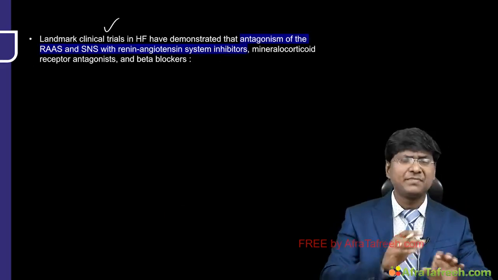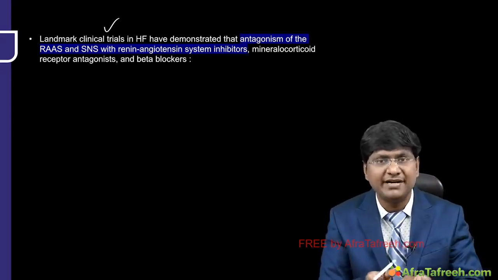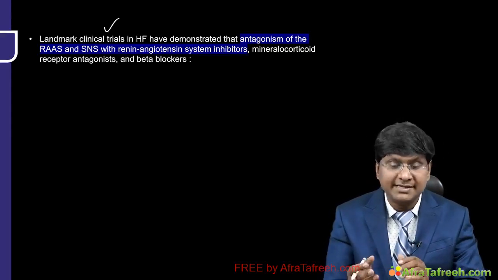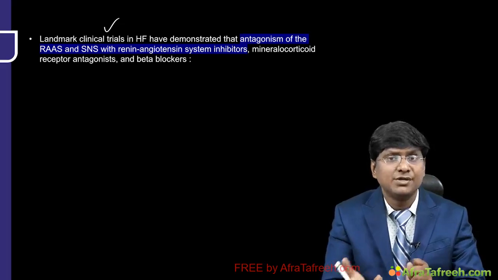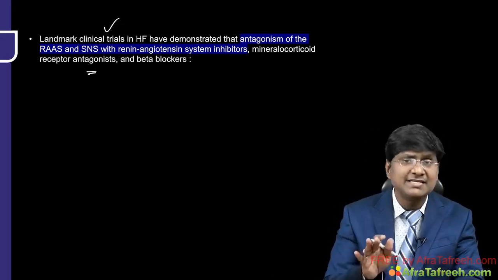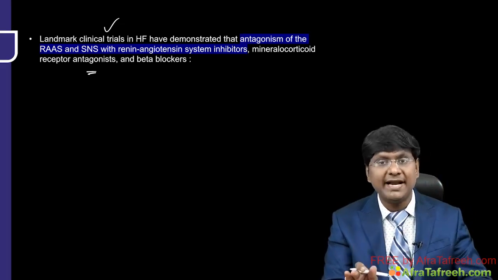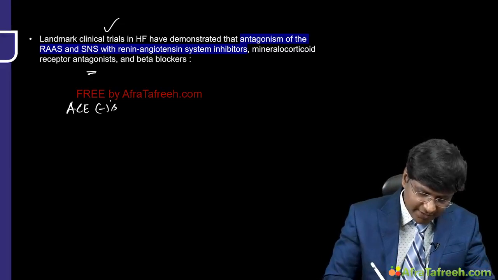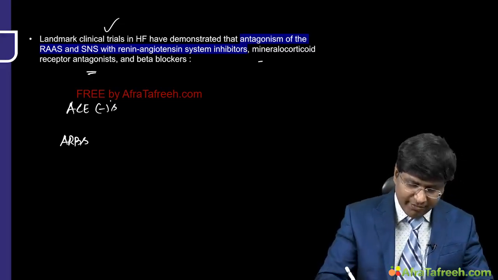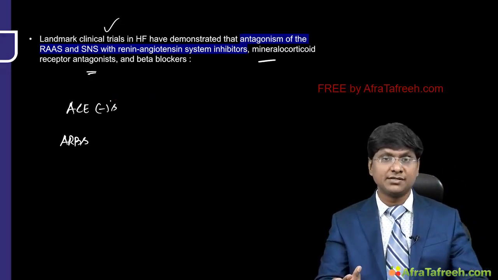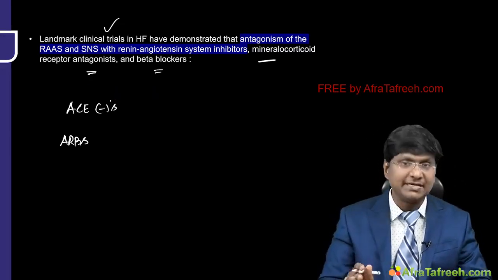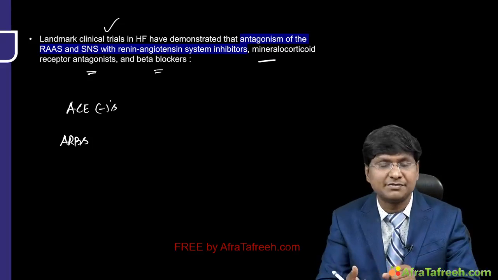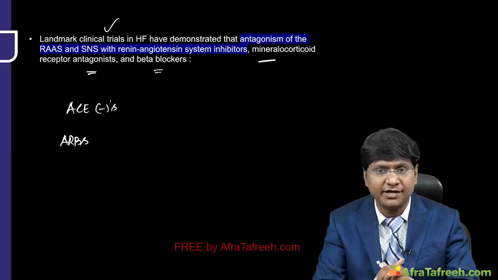So that is the reason why many trials have been done to inhibit these compensatory mechanisms, because in the long term they cause myocardial remodeling. Many trials have tried to inhibit the RAS. And how is this RAS being inhibited? By ACE inhibitors, angiotensin receptor blockers, mineralocorticoid receptor antagonists like spironolactone and eplerenone, and the beta blockers, particularly the cardioselective beta blockers like metoprolol, and others like bisoprolol and carvedilol, which are very important in heart failure.